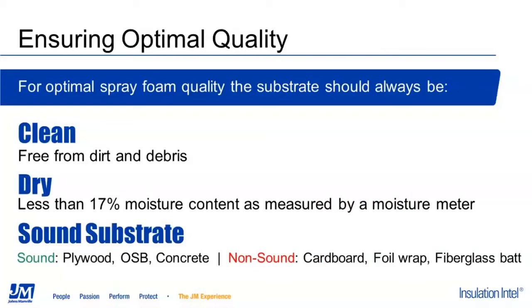The first step of using spray foam is designing a building to ensure that the substrate is sound. Some examples are plywood, OSB, and concrete. Spray foam readily adheres to all of these. Some examples of non-sound substrates, which can lead to adhesion issues regardless of your product choice, are cardboard, foil wrap, and fiberglass bats. These substrates are to be avoided as they can be easily warped by the installation of the foam.